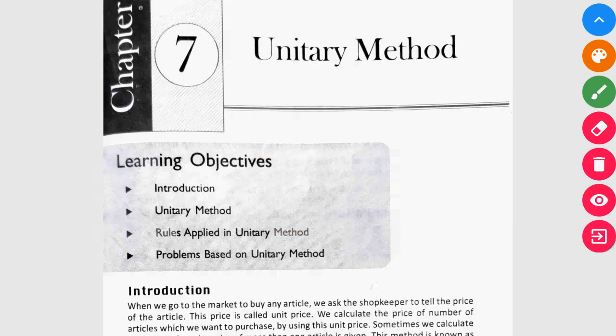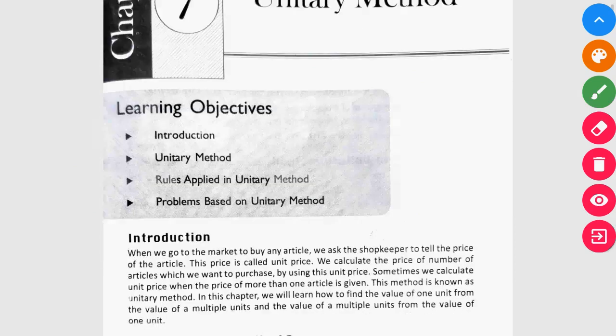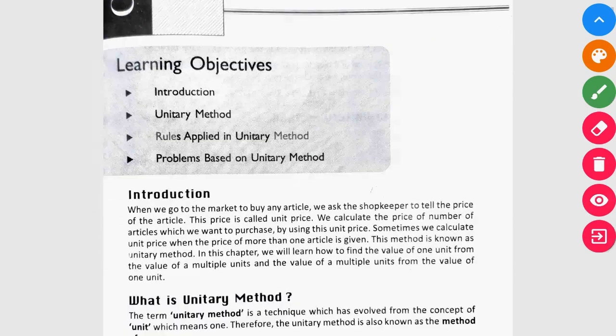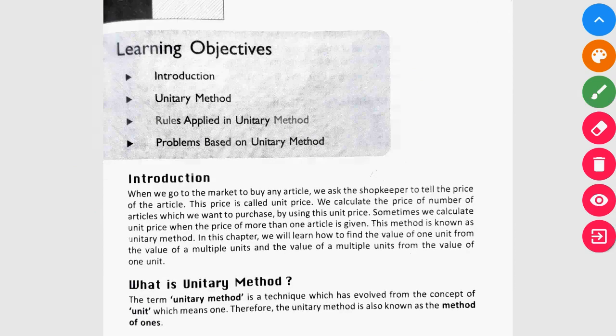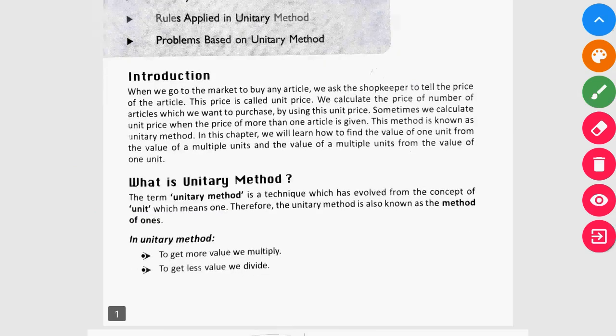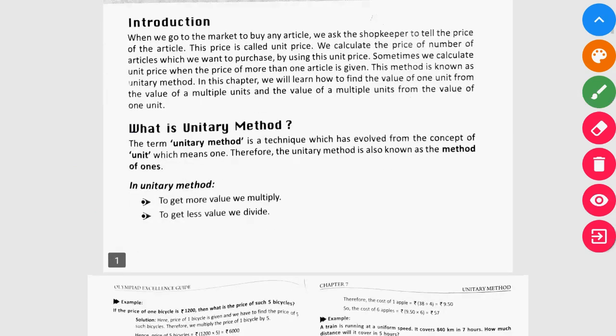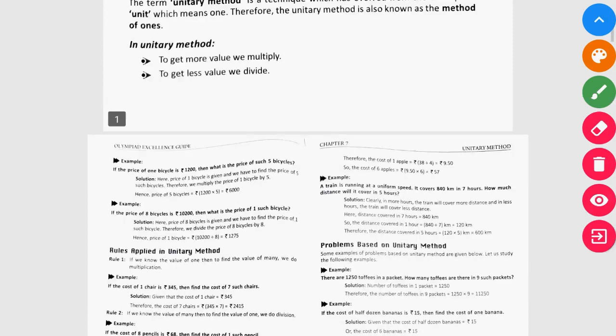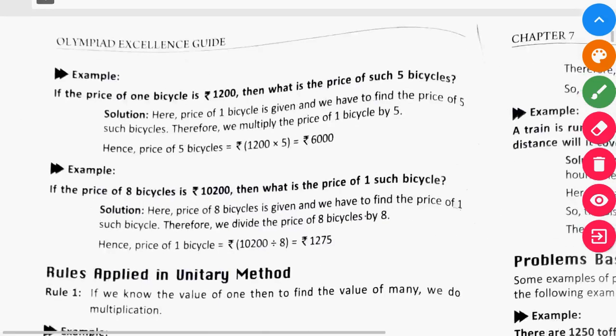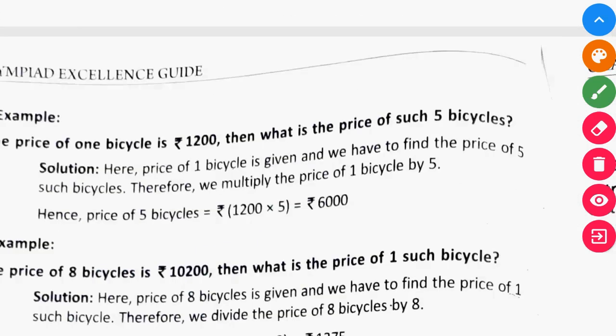So all the things that we calculate from the price of one single item to the price of so many items is known as the unitary method. That is what is given in this chapter. There are some examples of unitary methods which we are going to take now.